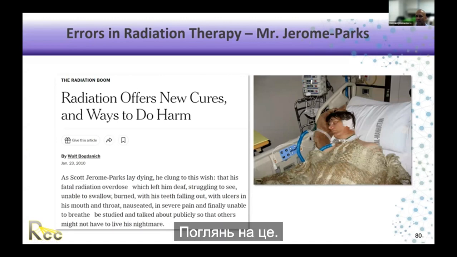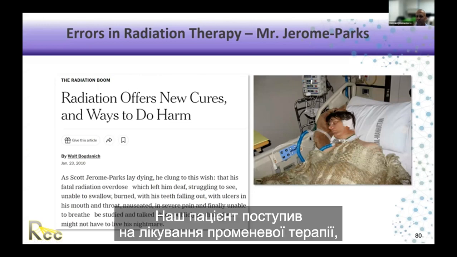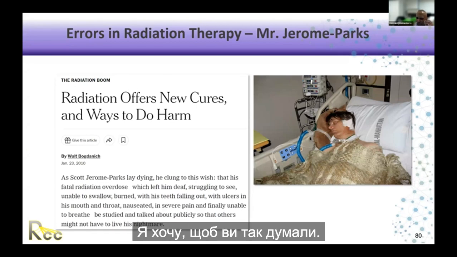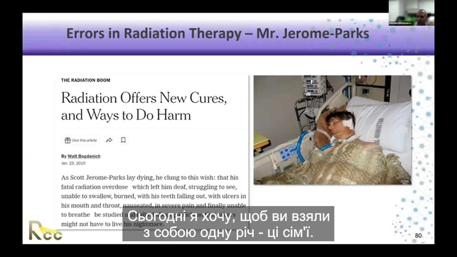Look at that. This is wrong. What's supposed to happen? Our patient came to have radiation treatment, he's a patient fighting for his life, and died. I want you to think about that. The one thing I want you to take today is these families.